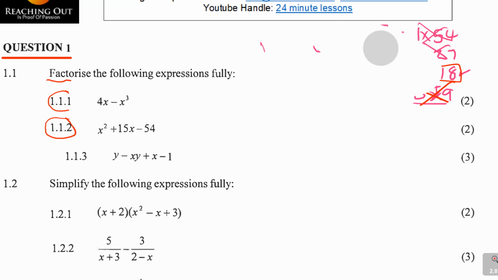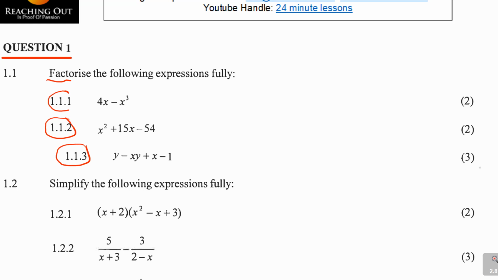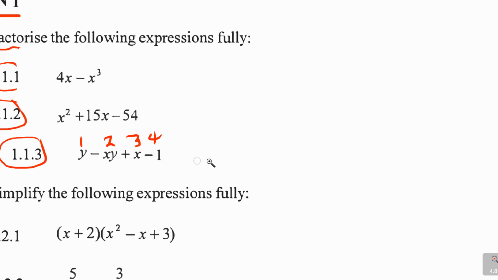Let us continue to the next one. We have just done 1.1.2. What about 1.1.3? It's also factorization, 3 marks. Now look at this. How many terms do you have? You have got 1, 2, 3, and 4. These are 4 terms. And the best way to factorize 4 terms is by grouping, whereby you take the first 2 and see if there is anything common.